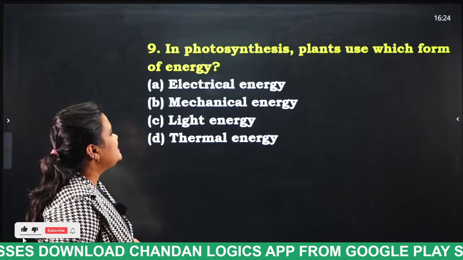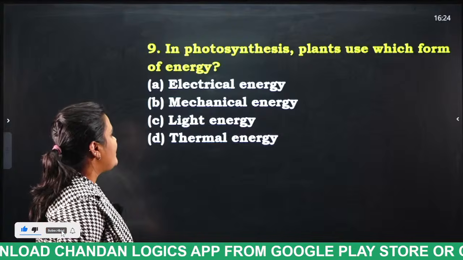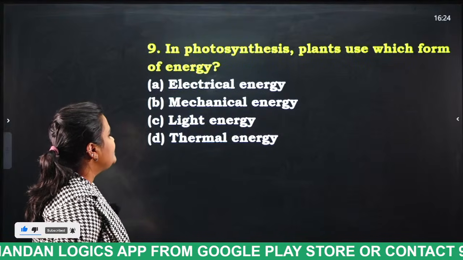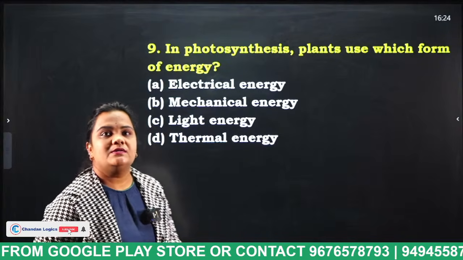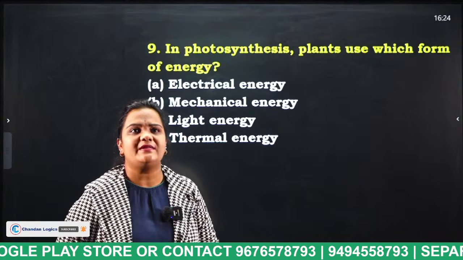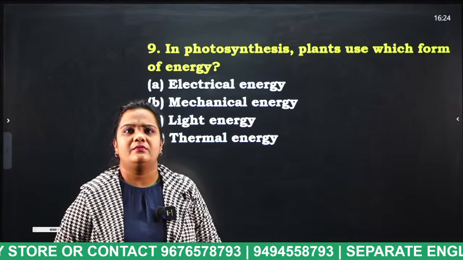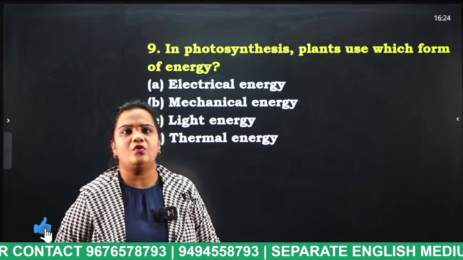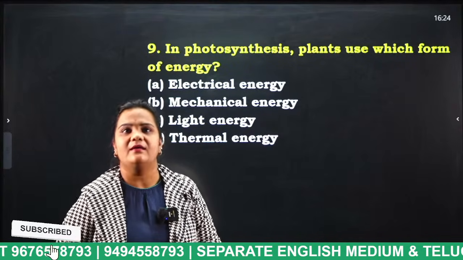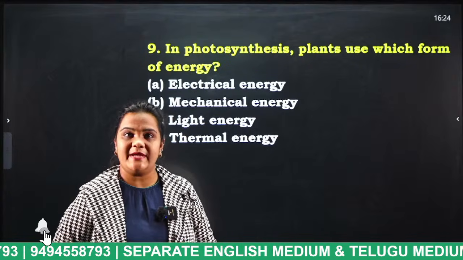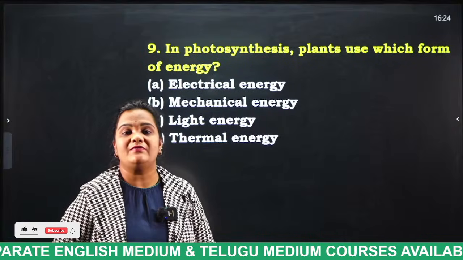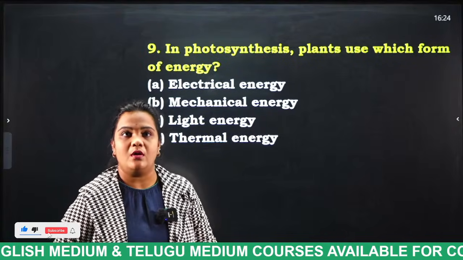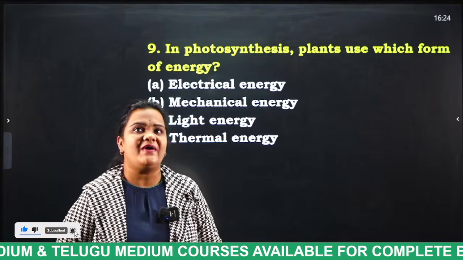In photosynthesis, plants use which form of energy? Electrical energy, mechanical energy, light energy, thermal energy. So hurry up guys, what is the answer for this question? Very good. Force into displacement, work done. PV is equal to nRT. R is nothing but the universal gas constant, 8.314 kilojoules per mole. And what is the answer for this question?